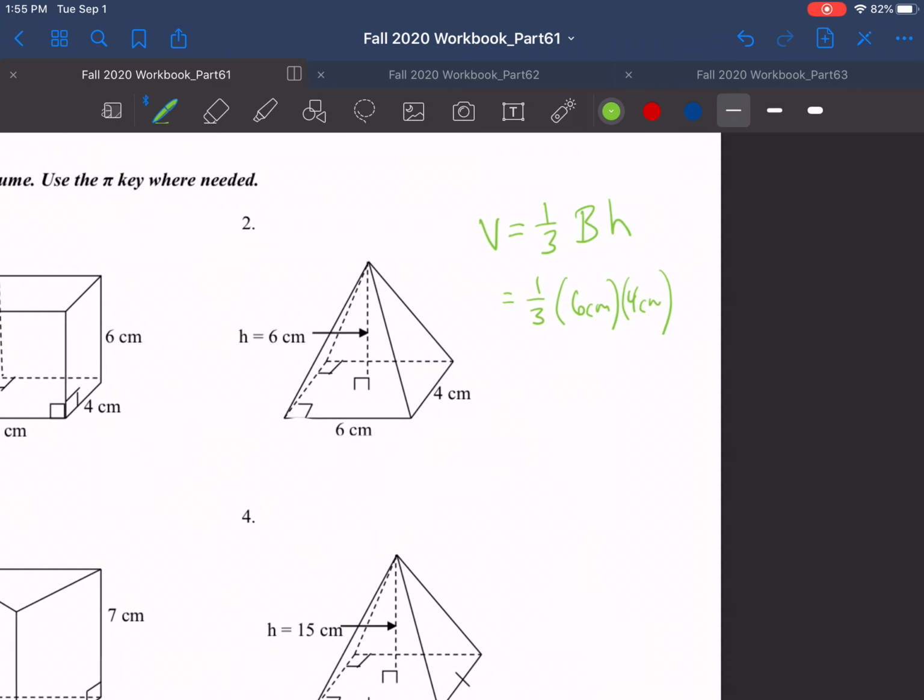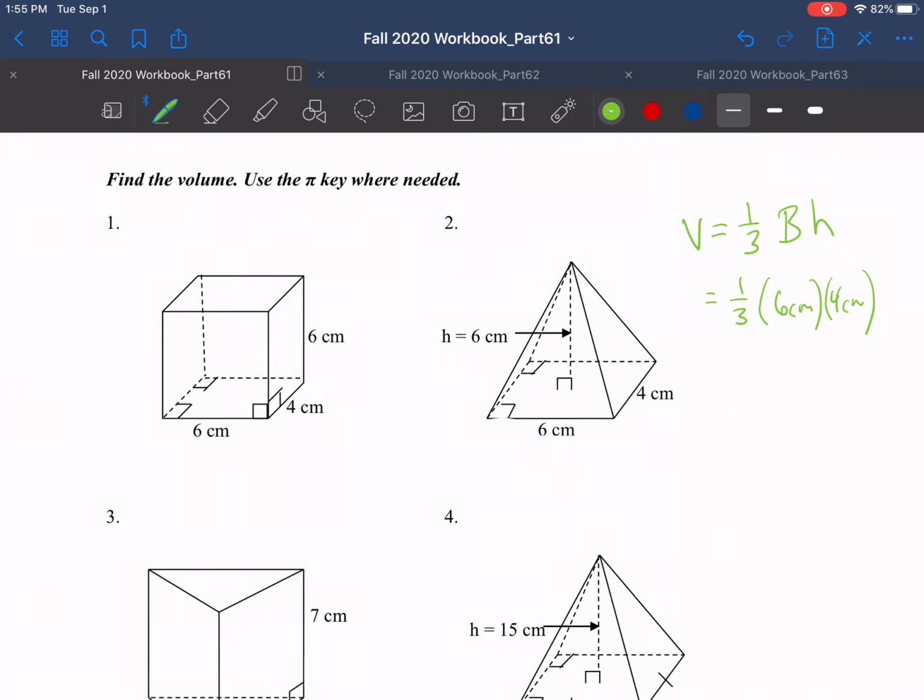And then, I'll zoom in on this a little bit. And then the height, you can see is pointed to right there, is also 6 centimeters. And so we end up with 6 times 6 times 4. So 6 times 6 is easy. That's 36. And then times 4, and then over 3.